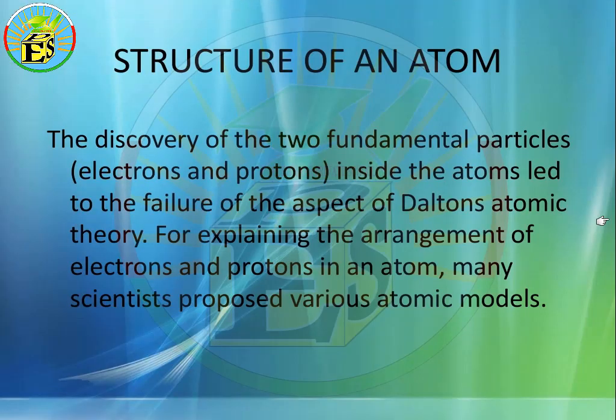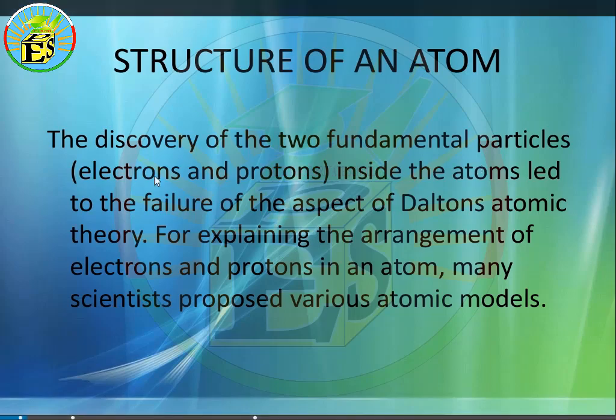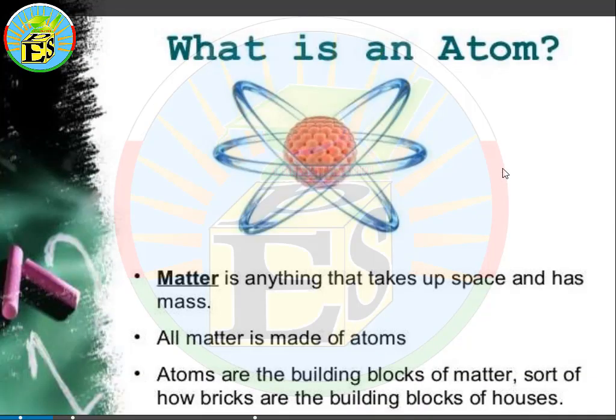The structure of an atom. The discovery of the two fundamental particles, electrons and protons, inside atoms led to the failure of some aspects of Dalton's atomic theory. To explain the arrangement of the electrons and protons in an atom, many scientists proposed various atomic models. What is matter? Matter is anything that takes up space and has mass.